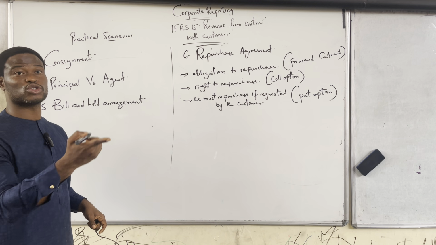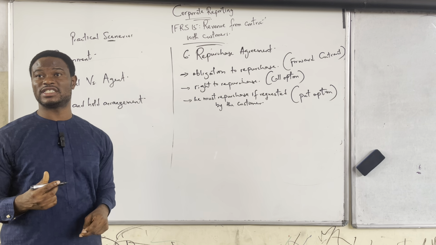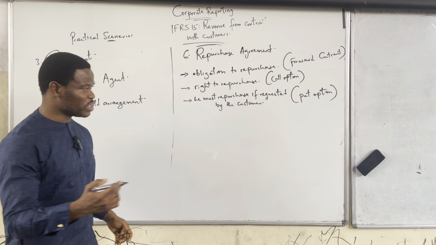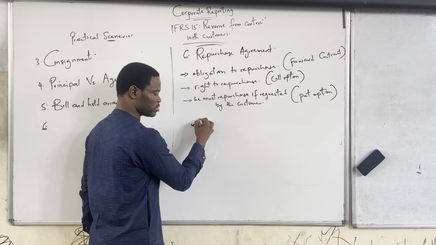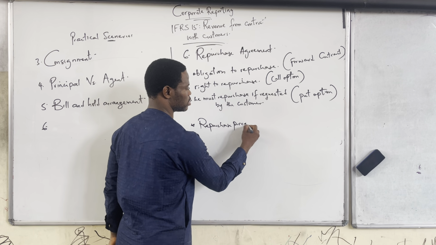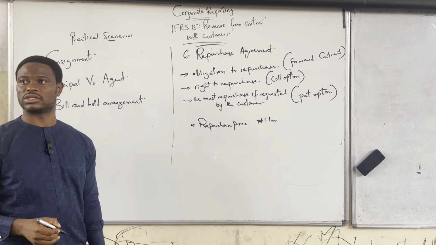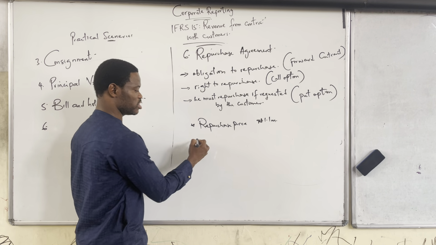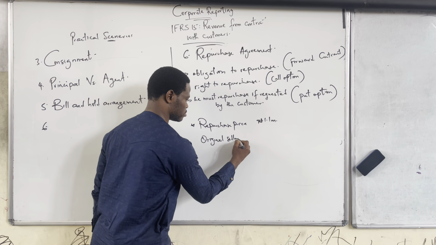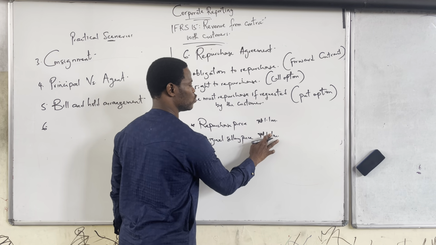So now, we need to look at it very carefully. In either of these instances, where we say that you have not transferred control, we need to consider, for example, if the repurchase price is, let's say, 1.1 million, and the original selling price is, let's say, 1 million.